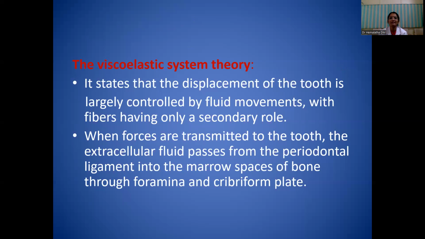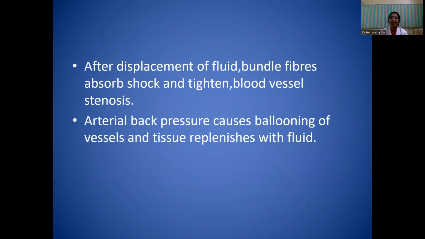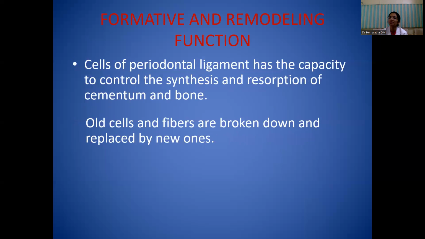Coming on to the viscoelastic system theory, it states that the displacement of the tooth is largely controlled by fluid movements, with fibers having only a secondary role. When forces are transmitted to the tooth, the extracellular fluid passes from the periodontal ligament into the marrow spaces of the bone through foramina in the cribriform plate. After displacement of fluid, bundled fibers absorb shock and tighten and the blood vessels are constricted. The arterial back pressure causes ballooning of the vessels and the tissue replenishes with fluid.